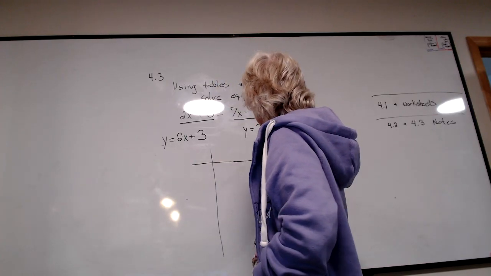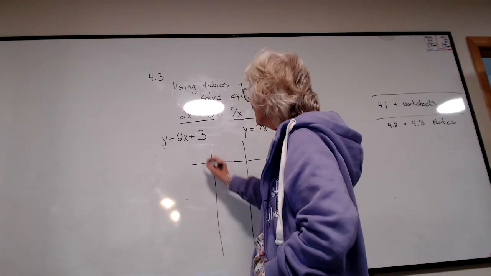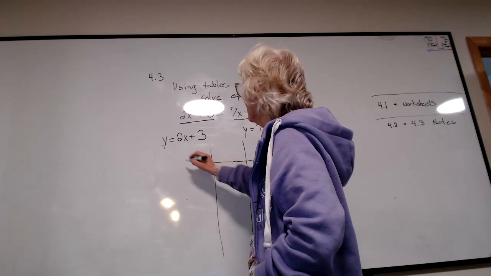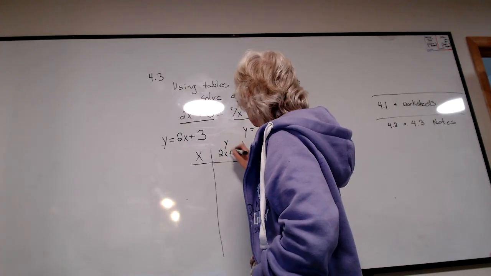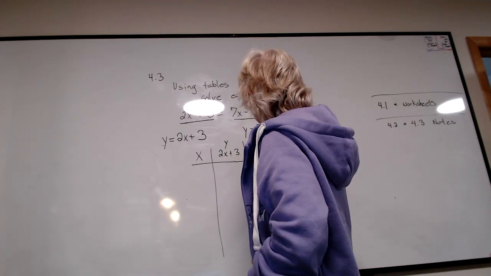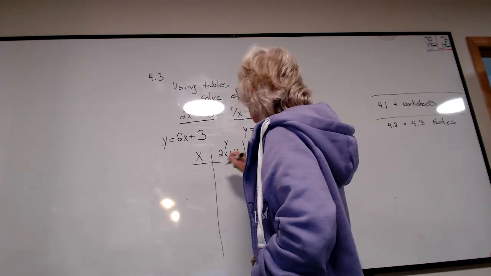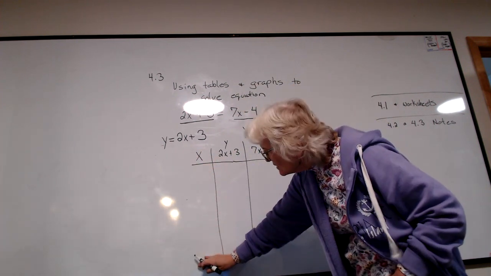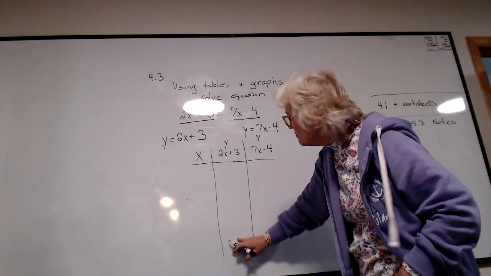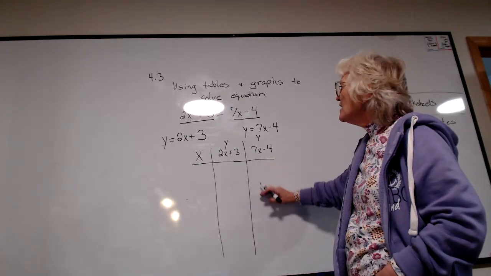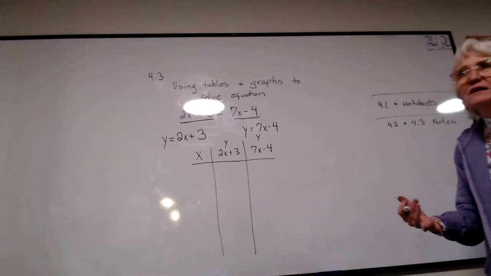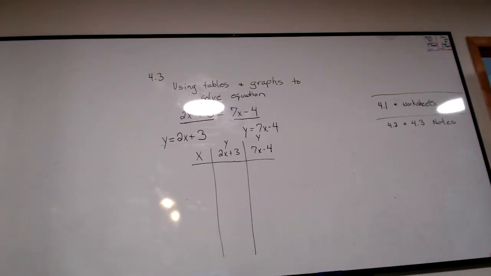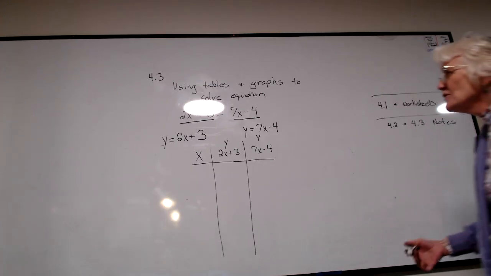So basically what you're doing is putting in values for x. We're going to call this y 2x plus 3, and this y is going to be 7x minus 4. So you're making a table with values of x, putting them into both expressions, and trying to find where the two y's equal each other, because that would be the x that makes it true. That could take so long. Yeah, that's why I'm saying this is not our best way of doing it, okay? But it gives you the idea.